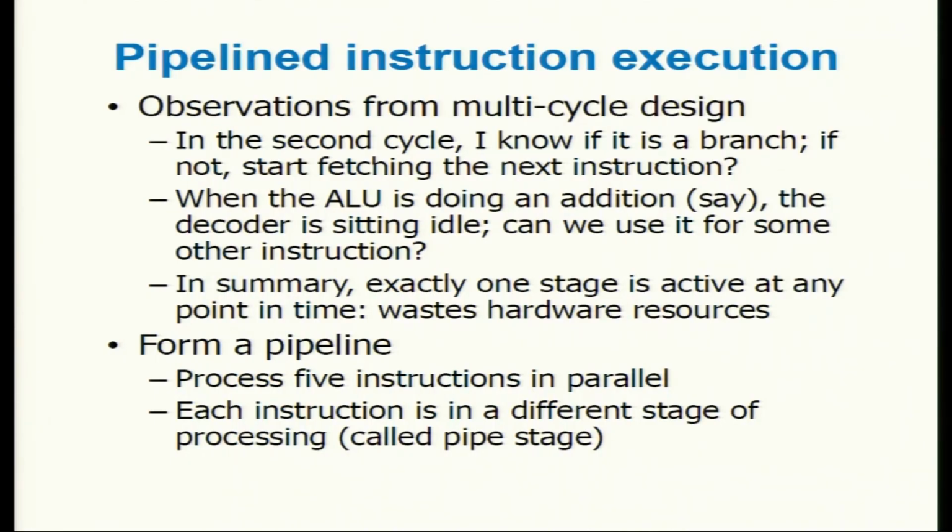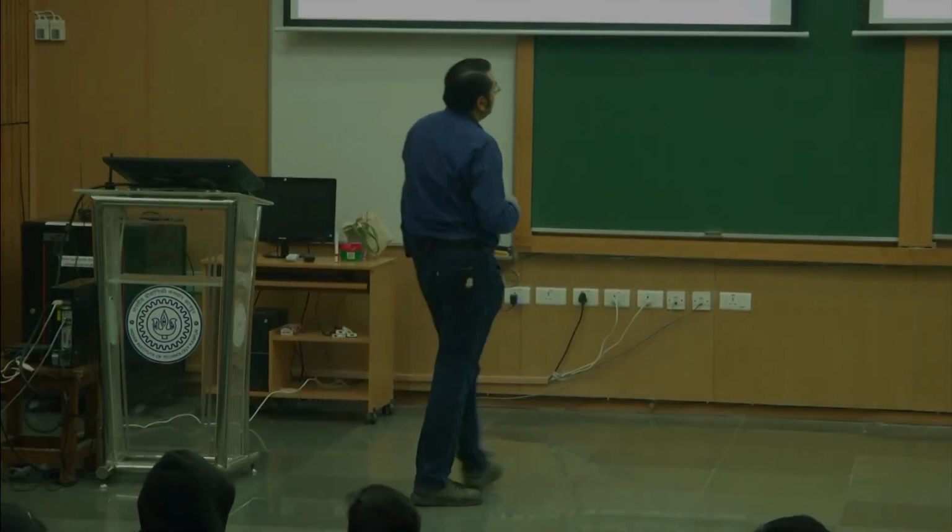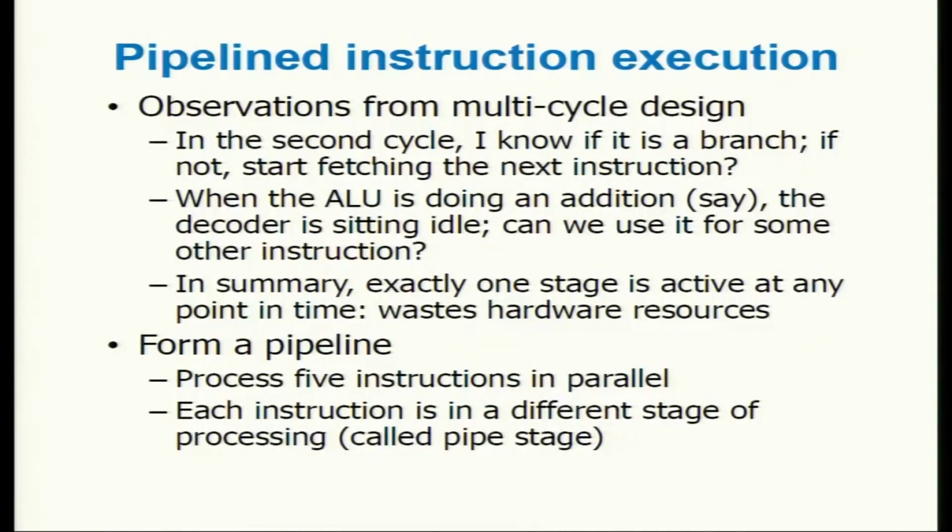Similarly, when the ALU is doing an addition, for example, the decoder is not doing anything, because we said that one instruction comes in, goes through all 5 stages, completes, and then we pick up the next instruction again. So clearly only one stage is active at any point in time, and that wastes hardware resources. A simple way to improve hardware utilization is to form a pipeline. That is, you process 5 instructions in parallel, and each instruction is in a different stage of processing.